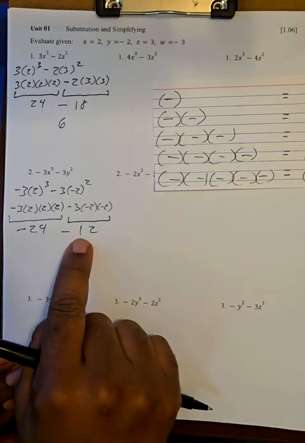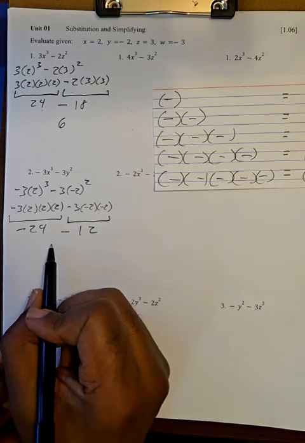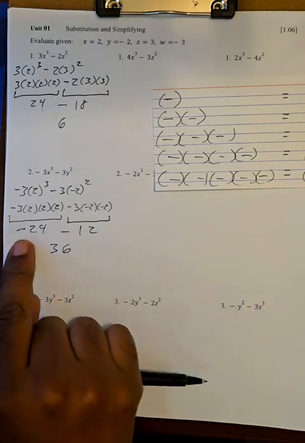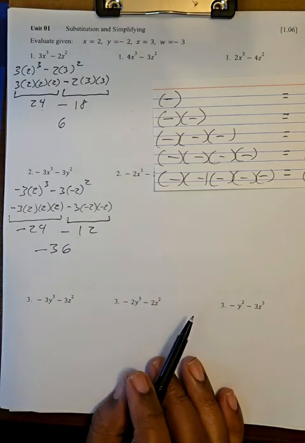Now we have same signs. Same signs are going to add. So when you add the 24 and the 12, you're going to get 36. The bigger sign wins, which is the negative 24. So it'll be a negative 36.